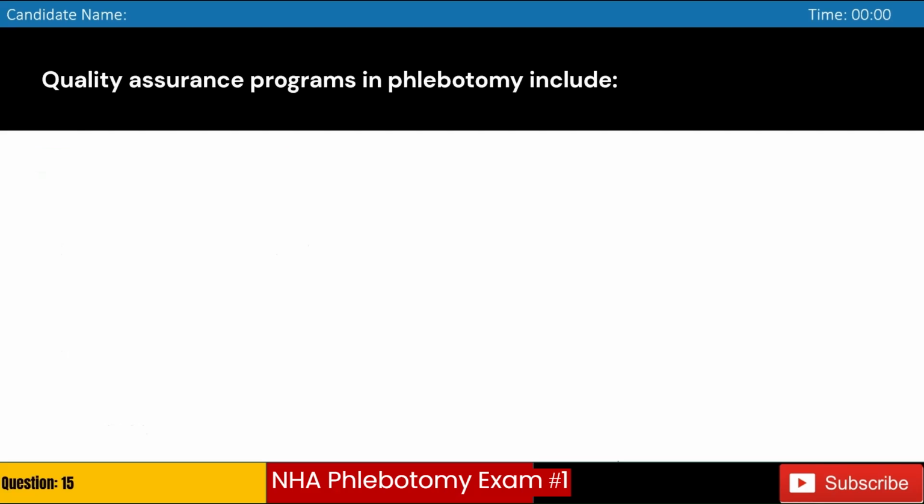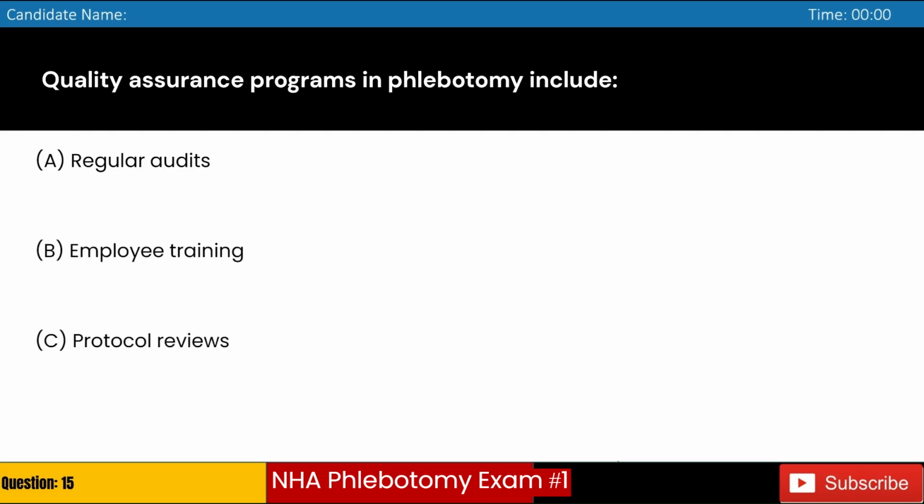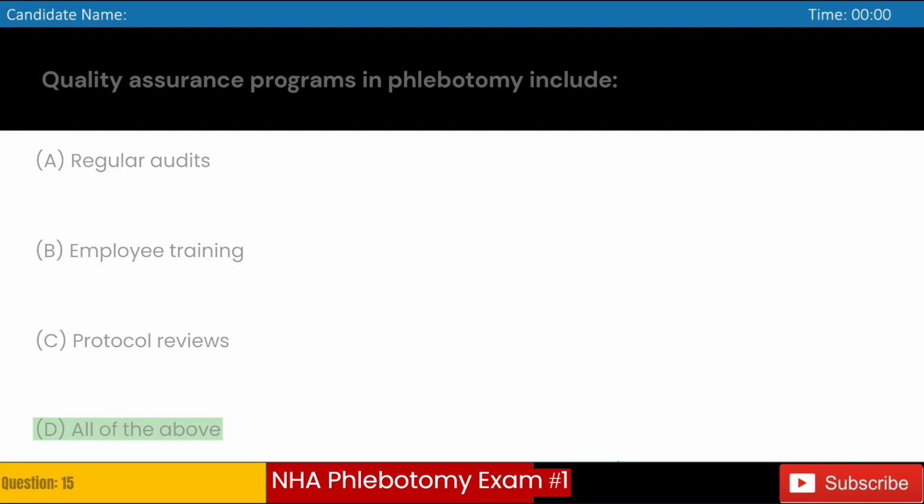Quality assurance programs in phlebotomy include: A. Regular audits. B. Employee training. C. Protocol reviews. D. All of the above. Answer D. Quality assurance programs involve audits, training, and protocol reviews to ensure high standards.